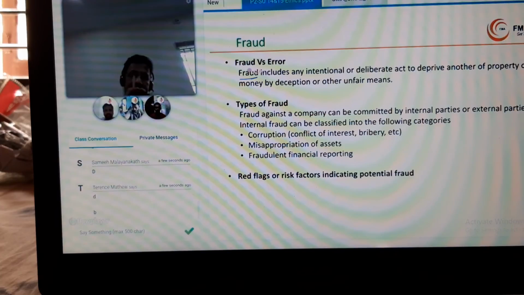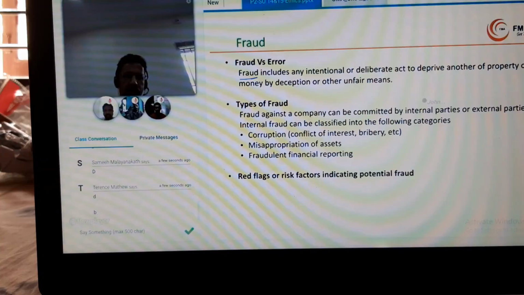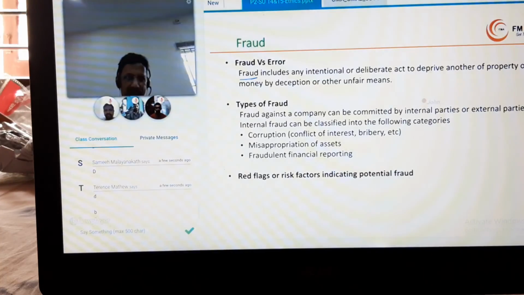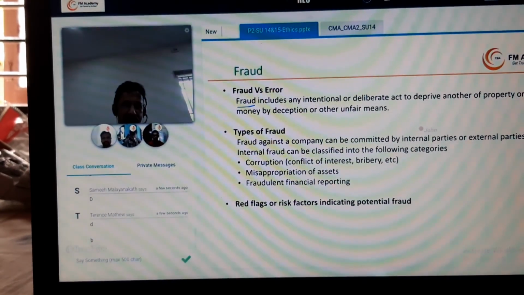Fraud against a company can be perpetrated or committed by internal parties or external parties. In workplace fraud, we are dealing with fraud against the company committed by internal parties. You're talking about fraud committed by internal parties, not about the general frauds in society, like what others are doing. That's not the subject matter of this study. What was the topic of this? Ethical consideration for management within the organization, right?